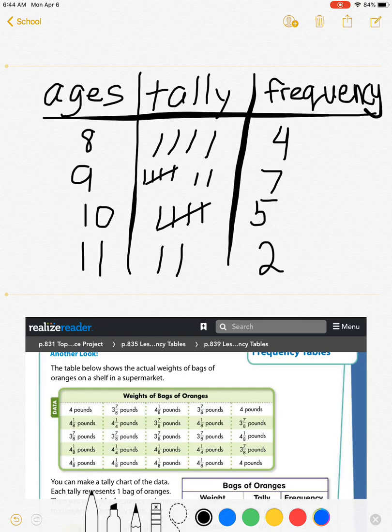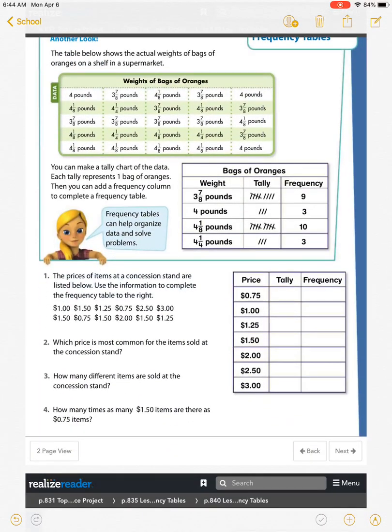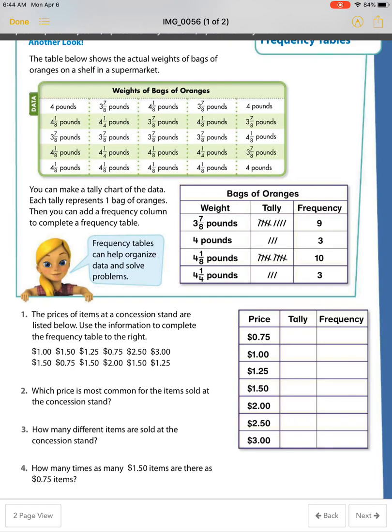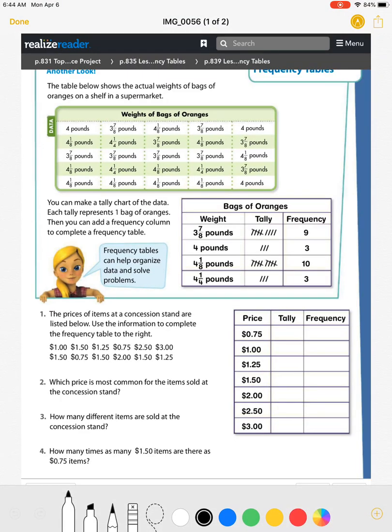Now, let's look at our work for today. Let's go down here to number 1. The prices of items at a concession stand are listed below. Use the information to complete the frequency table to the right. So this is our data down here. And it's set up right here. We have our prices. Now we need to count how many times we see this over here.